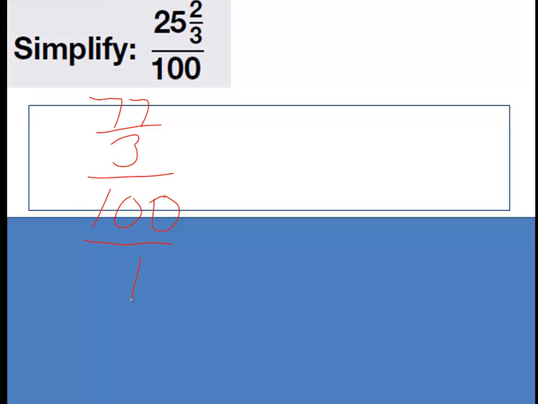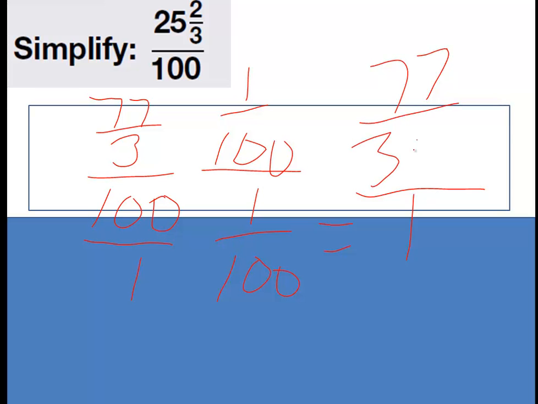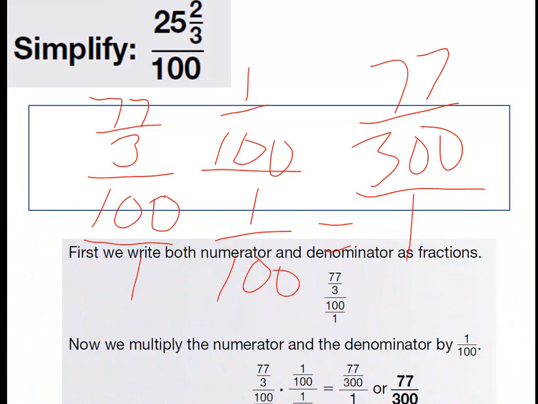Now we can multiply both of them by 1 to try to make the denominator 1. So to make 100 over 1, we're going to multiply it by 1 over 100. That's going to end up being 1. And then we do the same thing on top that we did on the bottom, times 1 over 100, and you're going to end up with 77 over 300. And that's how you do it. There you go, 77 over 300. That would be our answer. Now, a lot of times you're going to have to simplify that, but in this case here it is, but normally it doesn't work that way.